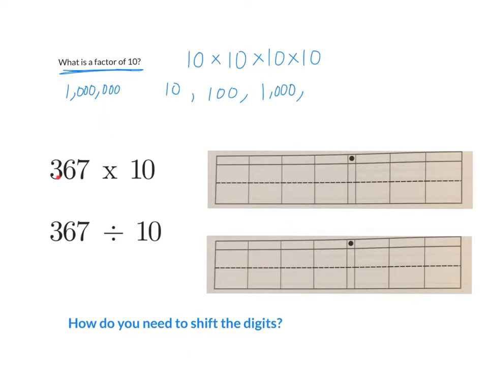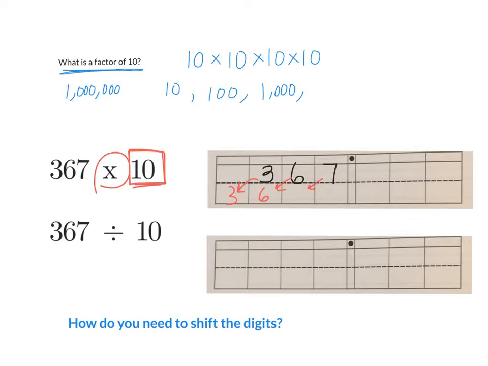Now, in this problem, 367 times 10, am I multiplying it by a factor of 10? Yes or no? Yes. What is the factor of 10 that I'm multiplying by? 10. That is a factor of 10. It literally is 10. Okay, so I can put 367 in my place value chart. If I'm multiplying by 10, do I need to shift it to the left or to the right? Left. How many times do I have to shift the digits? 1. Because how many times do I have to multiply 10 to get 10? Once. So I just have to shift it once.